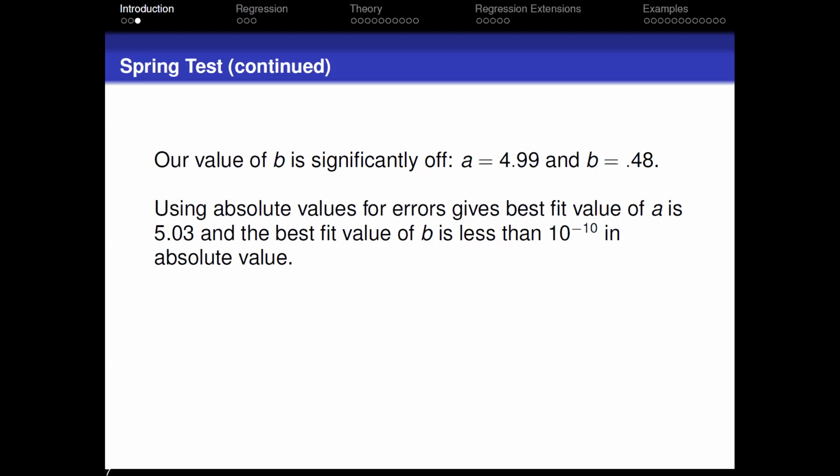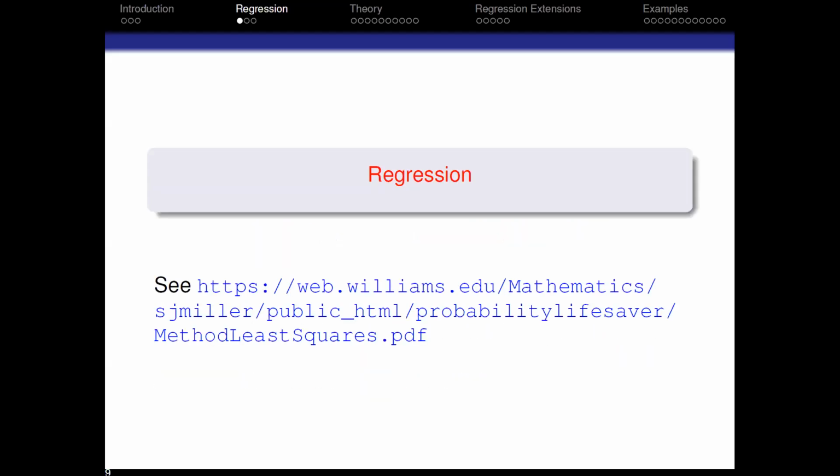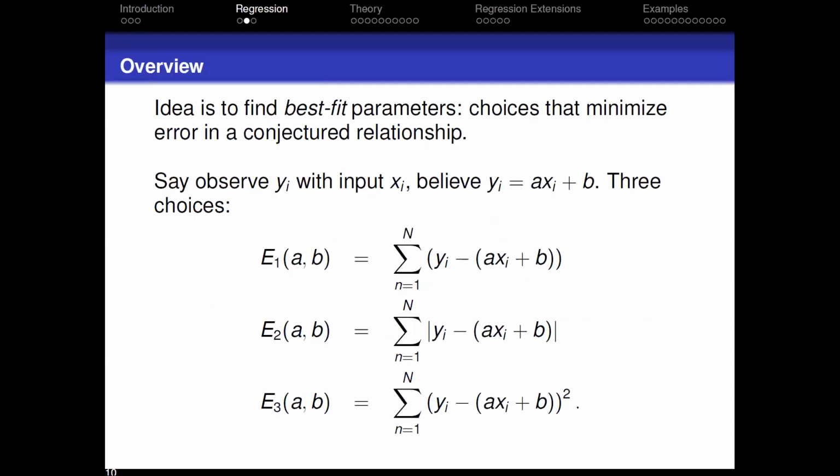There is another way, instead of using the method of least squares. What do you think least squares involves? Squares, right. You can use the method of absolute values. And when you use the method of absolute values, you get a best fit value of A of 5.03 and a best fit value of B that is less than 10 to the negative 10 in absolute value. Looking at that and looking at where the data is coming from, I would say that the absolute value method is doing a better job than least squares. And we'll talk a little bit about why this might be true, but why we might still like to do least squares. All right.